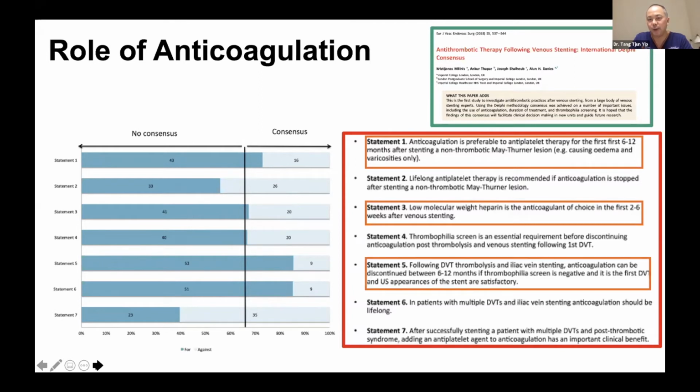For those following DVT, I think you can safely increase your anticoagulation duration for another 6 months, and then some of them will come off anticoagulation after that if the ultrasound is normal. Also with those with multiple DVTs, the consensus suggested that all of them will probably be lifelong on anticoagulation. Whereas with antiplatelets, I think people were still undecided. I don't think there's that much evidence on which way to go with that. And I tend not to start with that because I feel that you should have some anticoagulation on board.